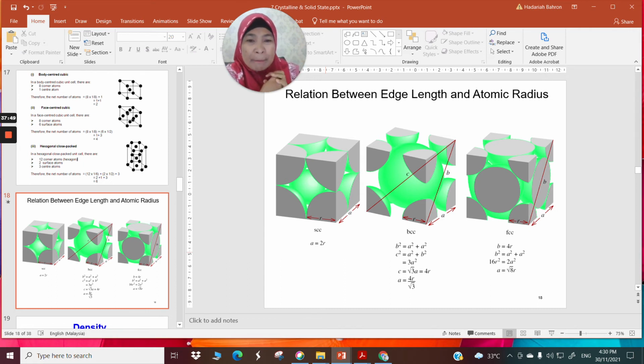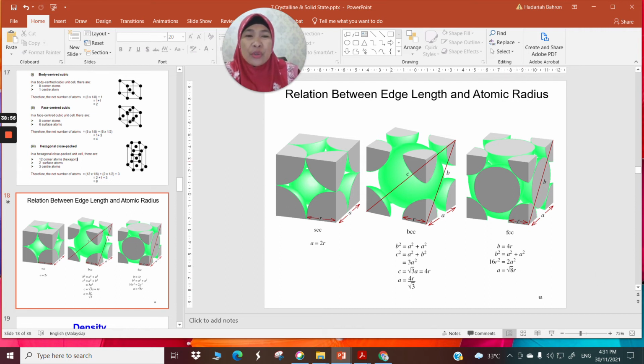But when you come to BCC, body-centered cubic, you are going to apply some mathematics here. From Pythagoras' theorem, B squared is equal to A squared plus another A squared. So C squared is equal to A squared plus B squared. I'm no mathematician, I've learned this before, but for body-centered cubic, the edge length is equal to 4 times the radius divided by the square root of 3. And using the same kind of calculation for face-centered cubic, the edge length A is equal to the square root of 8 times the radius.